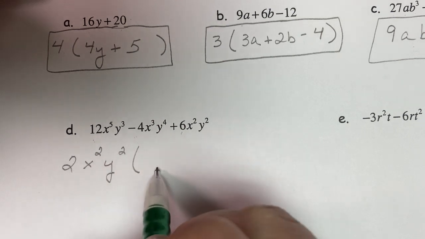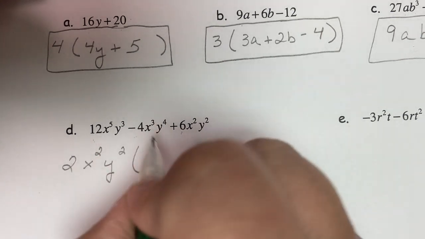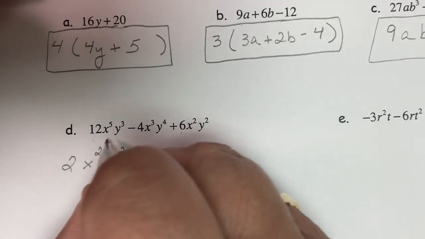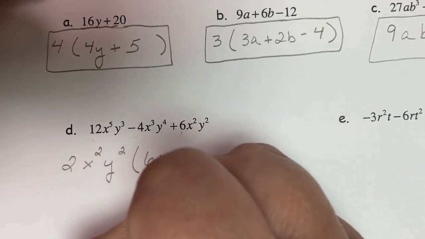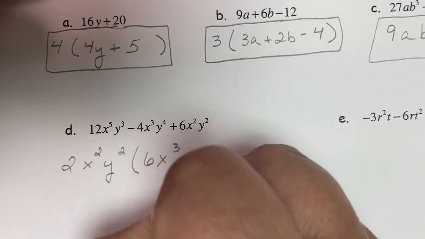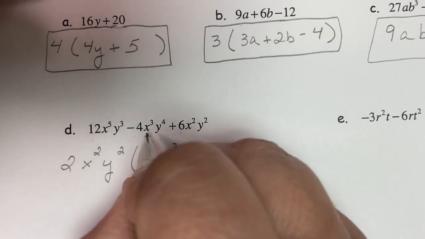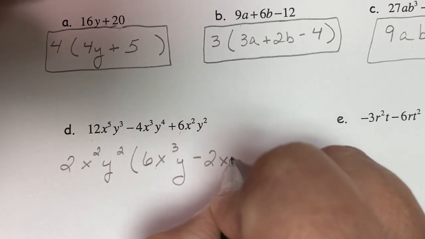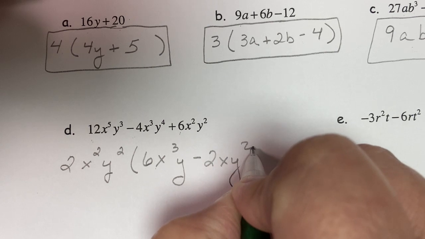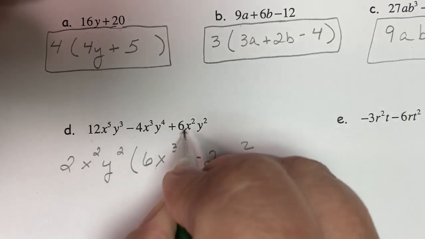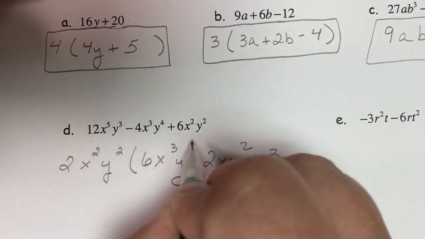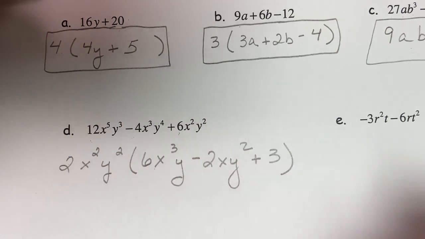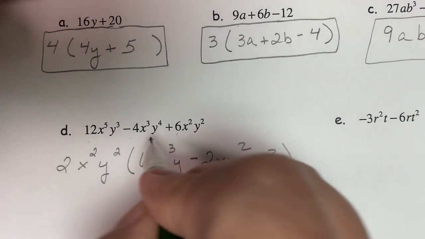So let's figure out what's left here. 12 divided by 2 is 6, and we took out 2 of the 5, so that's going to be x cubed y, minus 4 divided by 2 is 2. There's going to be an x left and a y squared, and then plus 6 divided by 2 is 3, but notice how the variables cancel out, and we are done.